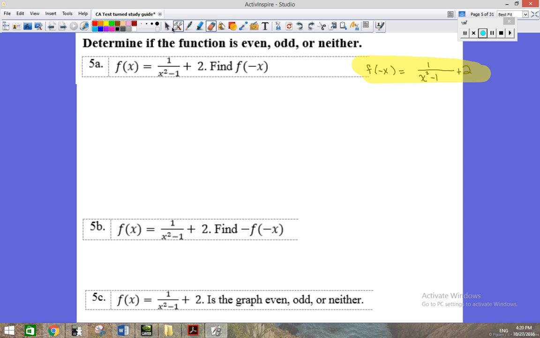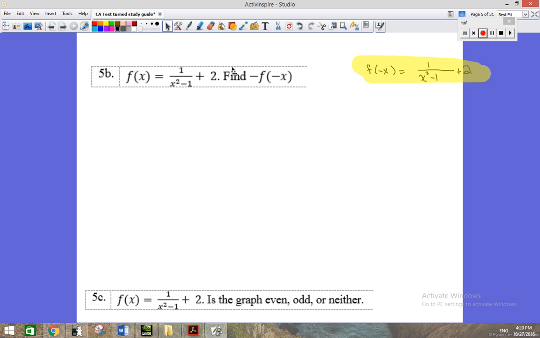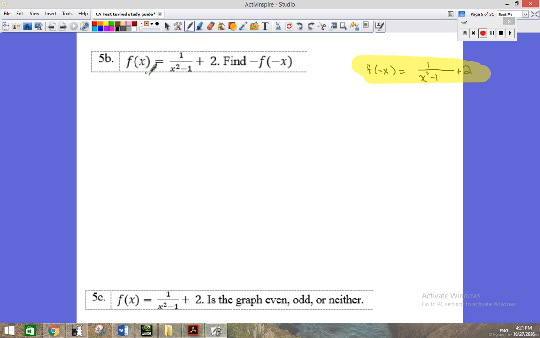Alright, so we've answered part A. Let's come in and answer part B. Same function. This time it's asking us to take the opposite of f evaluated at negative x. Well, hey, we just found what f evaluated at negative x is, so all we have to do is take the opposite of each term. Well, I have to make a decision. Am I going to put the negative sign in the numerator or denominator? I'm going to put it in the numerator. It's easiest just to make that positive 1 and negative 1.